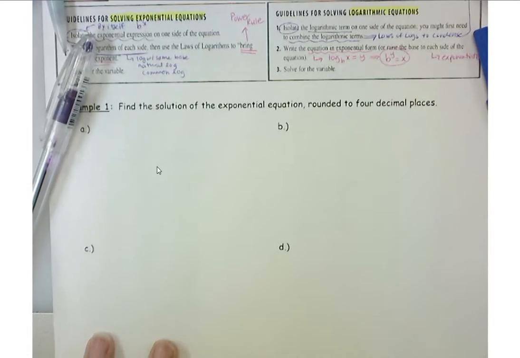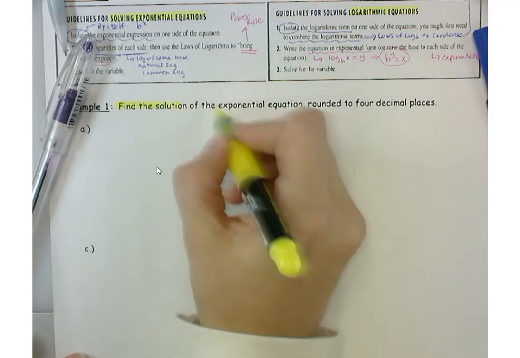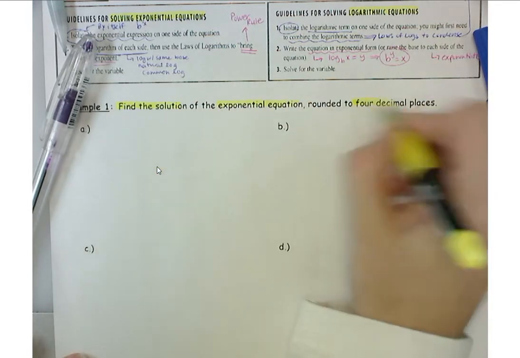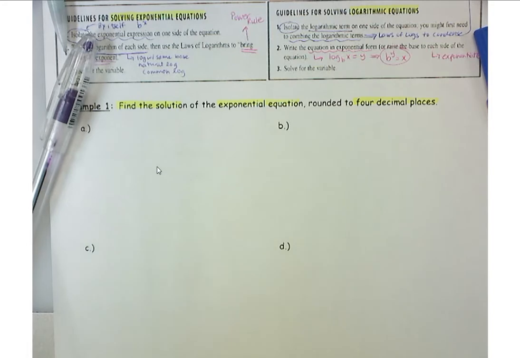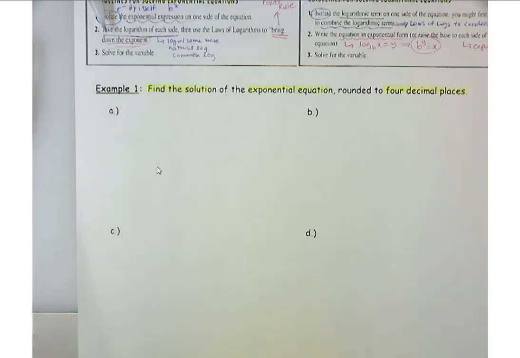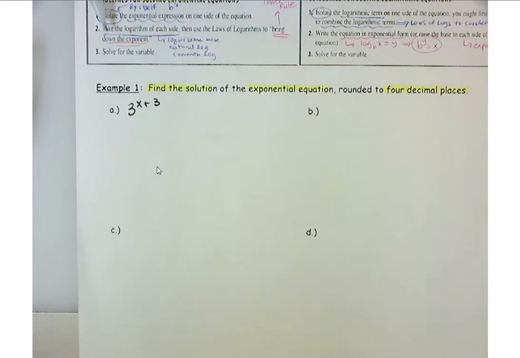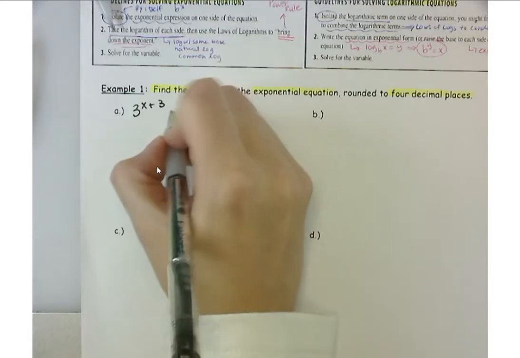So for our first example, we are going to be solving exponential equations. We had to find the solution, and then we are going to round to 4 decimal places. Okay, so have your scientific calculators ready to go. For part A, we have 3 to the power of x plus 3 equals 5.